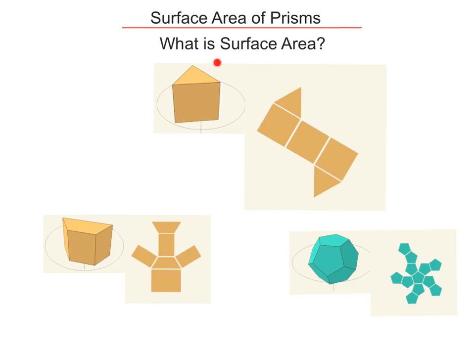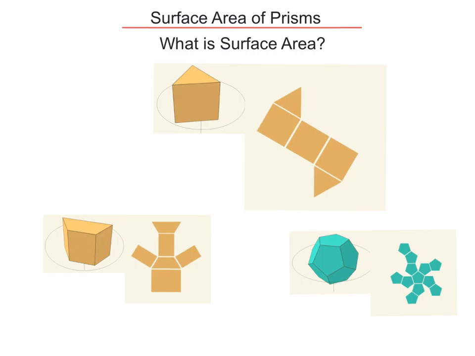So looking at this three-dimensional triangular prism at the top, you can see that if I unfold it, it would have two triangular ends and three rectangular, or it looks like they're square in this case, sides. You need to find the surface area of each of those sides and ends.